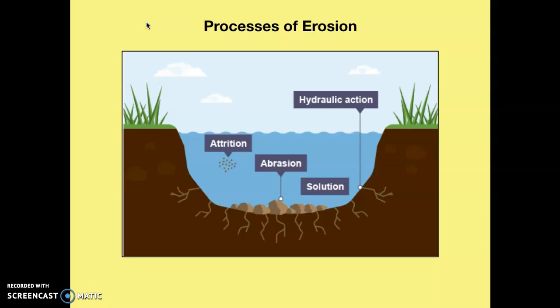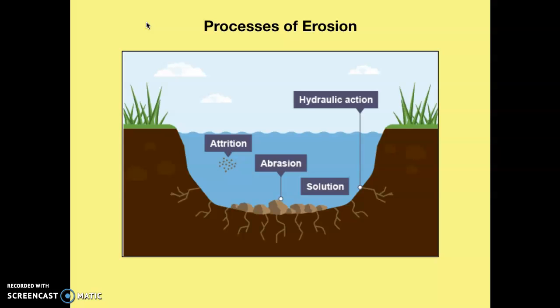Let's start with hydraulic action. This is when the force of fast flowing water hits the riverbanks and the riverbed, which is the bottom of the river, and it forces water into cracks in the banks and the bed of the river. This compresses air into the cracks, and with this repeating again and again and again, the air pressure will weaken the cracks in the channel.